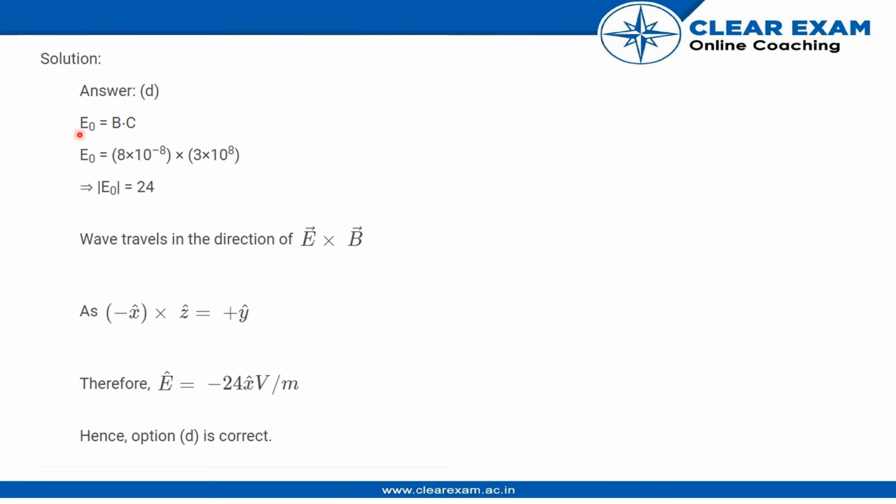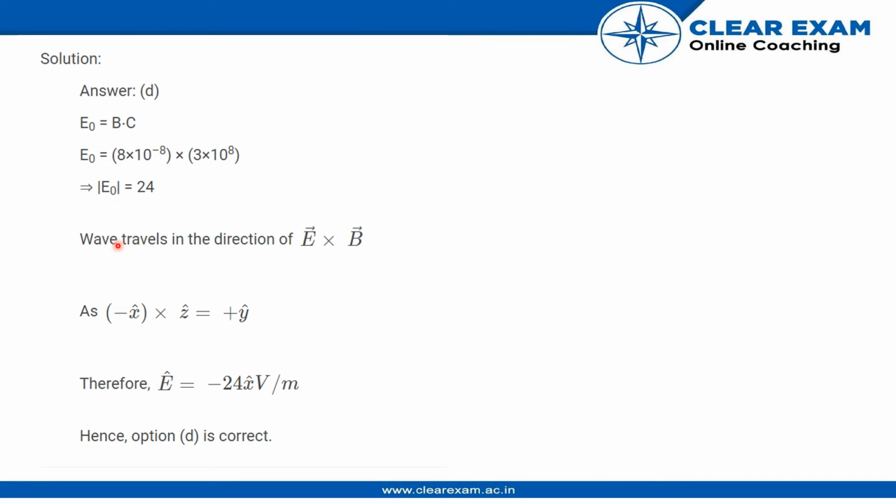So we know that E naught is equal to B into C, wherein E naught is the electric field, and B is the magnetic field. So substituting the values, we have E naught is equal to 8 into 10 raised to minus 8 into speed of light, that is 3 into 10 raised to 8. We get value of electric field as 24. Now this is the modulus. So we have to find now the direction for the electric field.